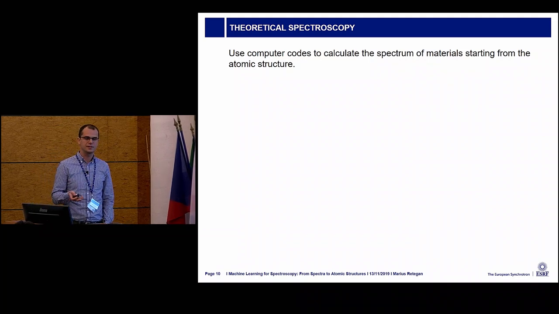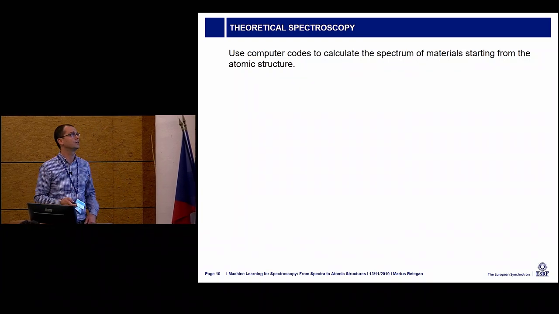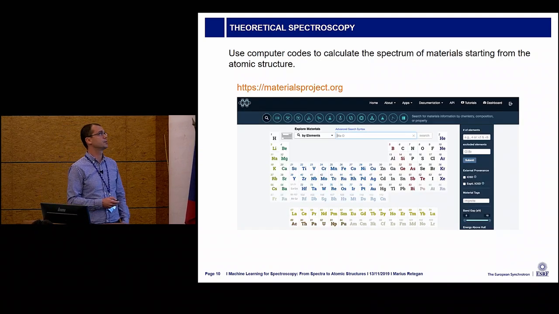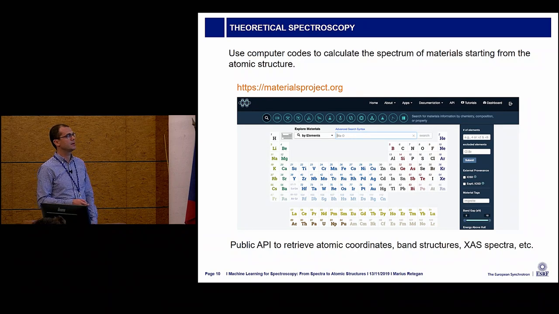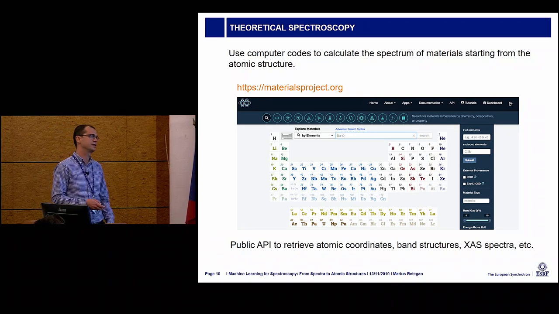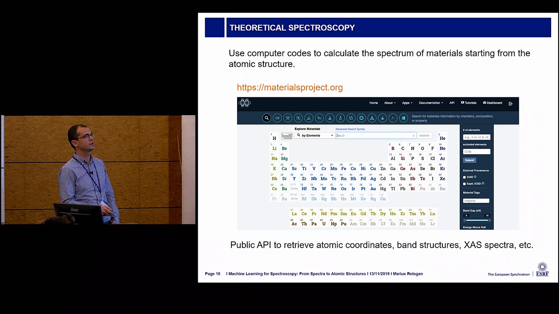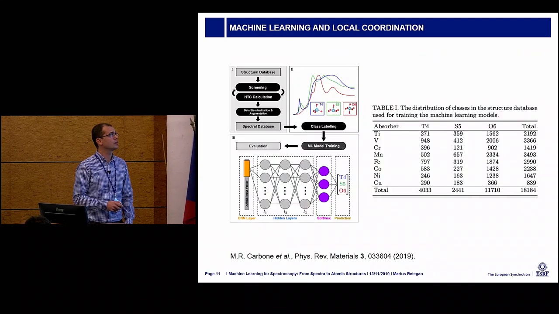But with the advent of all this big data and the need for a larger spread of theoretical simulation, it's not very surprising that something like Materials Project has come to life a few years ago. This gathers theoretical calculations on almost all the periodic table, and they have a relatively easy to use public API which you can use to retrieve atomic coordinates, band structure, and X-ray absorption spectra. And this is a very recent addition. So you actually have the possibility to connect the X-ray spectra with something related to the atomic structure. Now, how is this project being used?